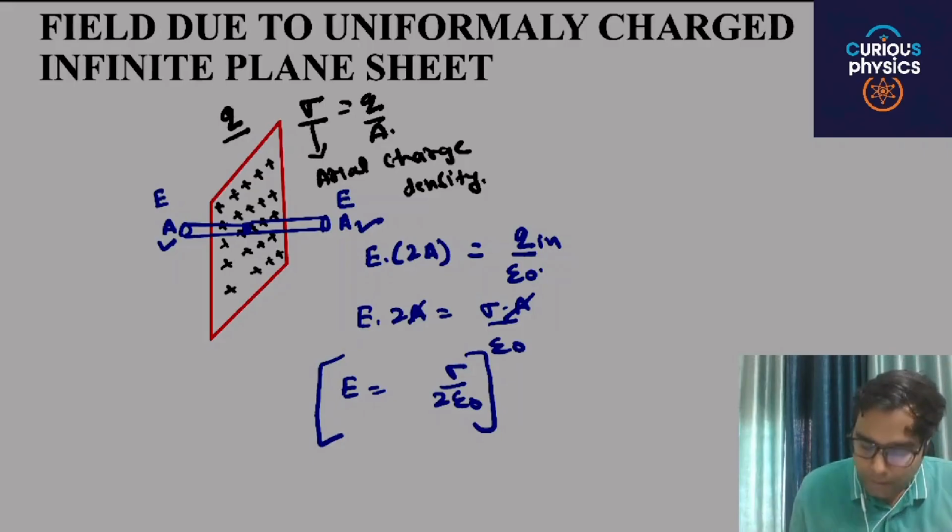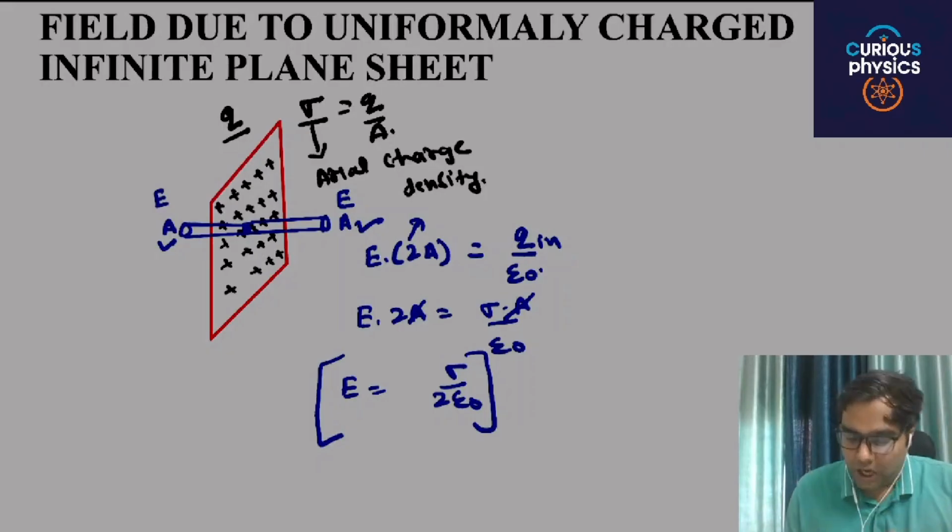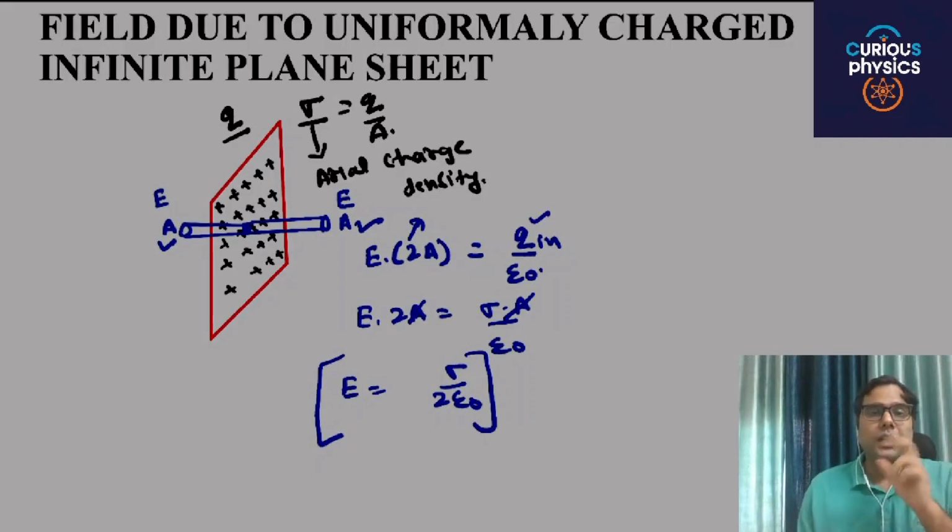You have to remember why there is this 2. In case of electric flux, you will count the 2 areas, but in case of charge, you have to just count one area. This is the basic difference, because electric flux is coming out from 2 areas, but the charge is concentrated in one area. That's why sigma by 2 epsilon naught.